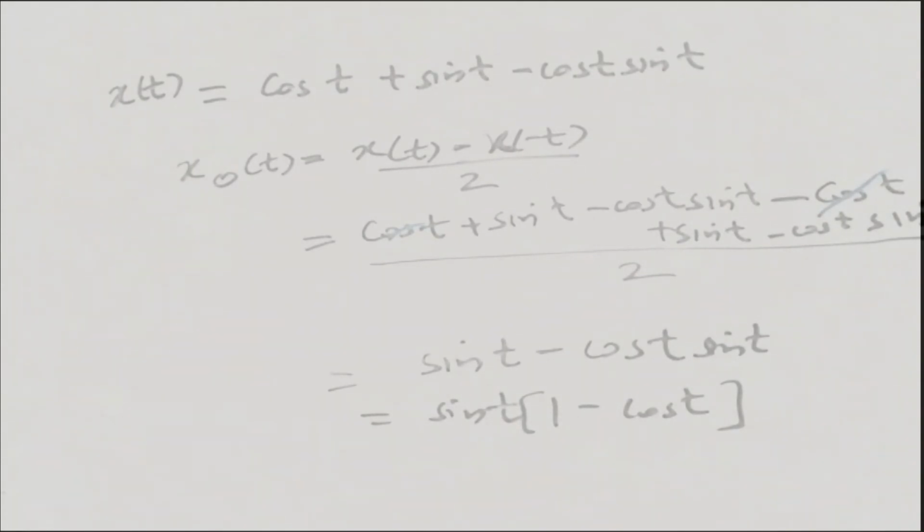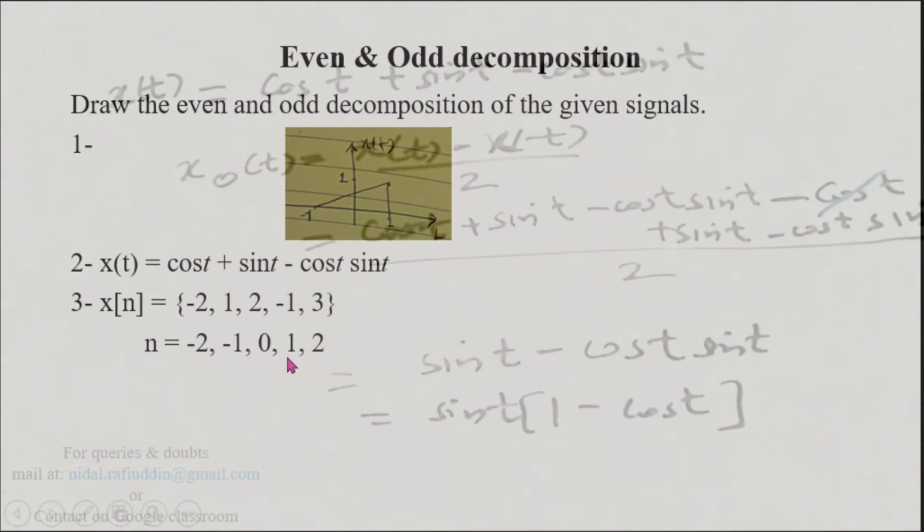So this is the required answer for the second question, and let me do the third one, which is a discrete representation of the system. Because we have not yet touched any discrete signal, it's important to do this so you can solve any discrete signals yourself later.